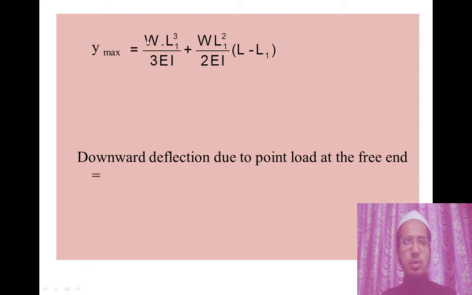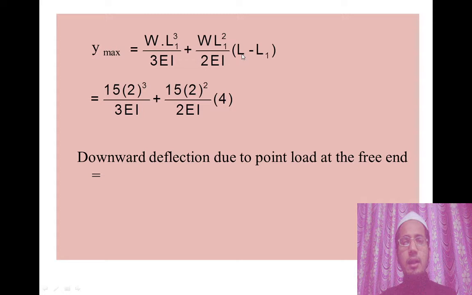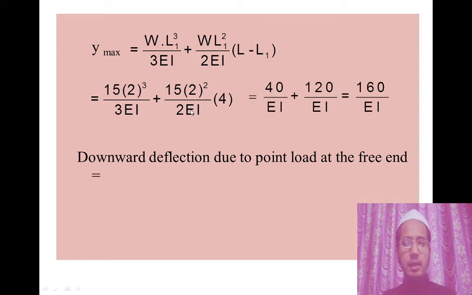So by substituting the values, W is given as 15 kilonewton and L1 is 2 meter. L minus L1, that is 6 minus 2, will be 4. So by solving in the form of EI, we will get... so solve it. First solve this term and this term individually. Yes, we will get 40 by EI plus 120 by EI. So again by solving, we will get the result as 160 divided by EI.